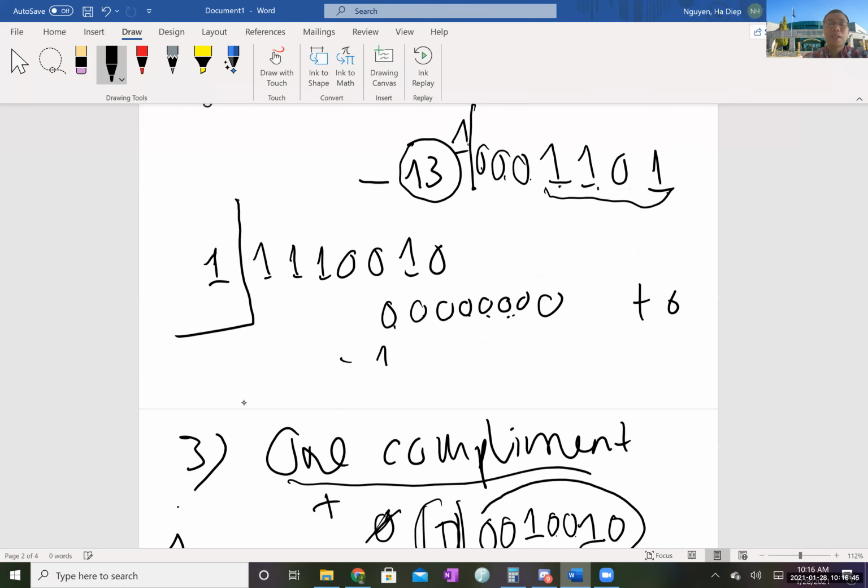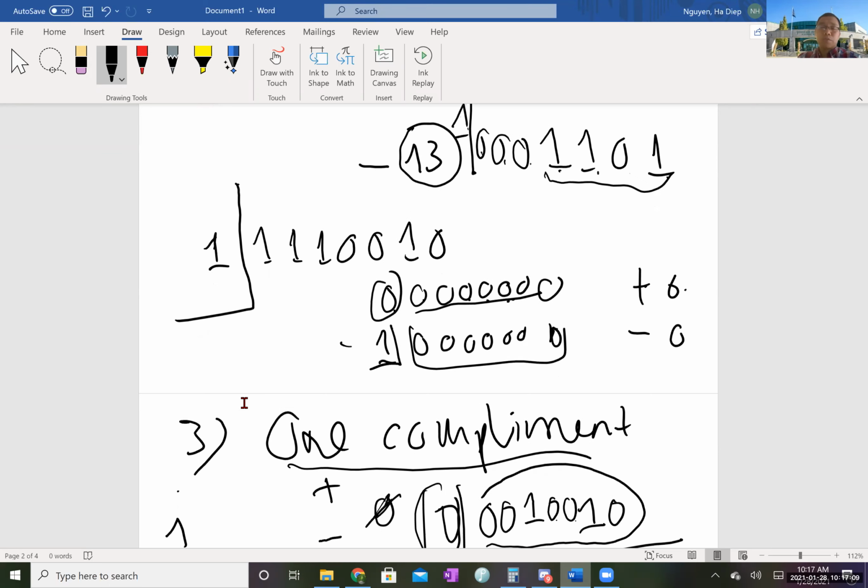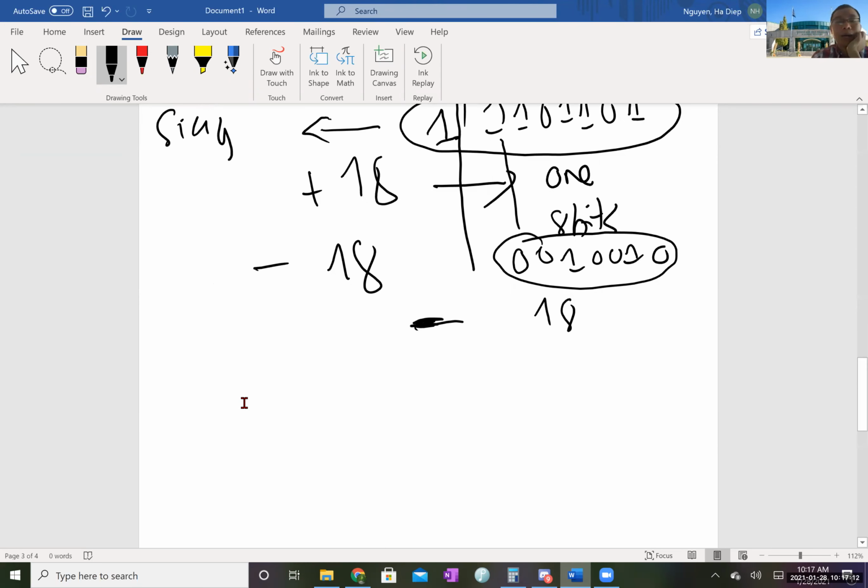And if you have 1 here and 0 for the rest, that is a negative 0, right? Because this one is a sign, negative, and the magnitude here is 0. The other one is a sign, positive, and the magnitude here is 0. So for the sign and magnitude, you have two ways to represent the number 0. That's why it's very confusing for the computer. For the 1's complement also, if you have everything 0 here, this one is a sign, right? That is a positive.